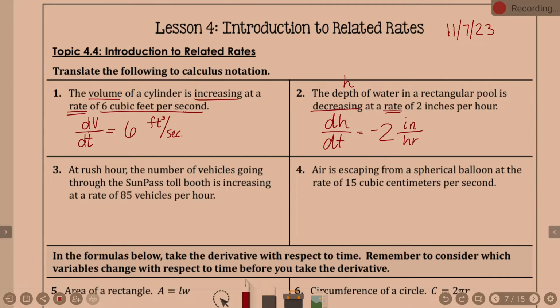Okay, at rush hour, the number of vehicles going through the SunPass toll booth is increasing at a rate of 85 vehicles per hour. I put dC for cars. But it doesn't say cars. dV. DV, I don't know. And here's the deal.